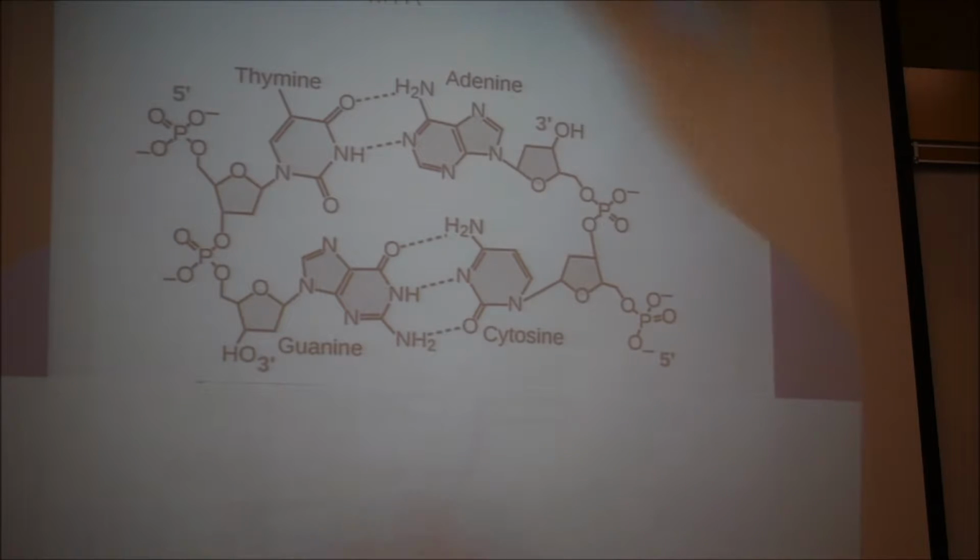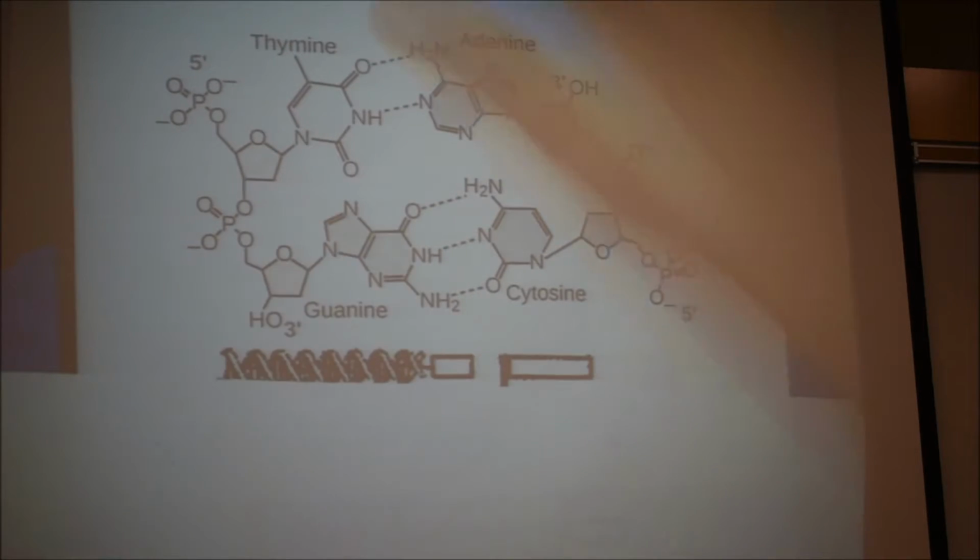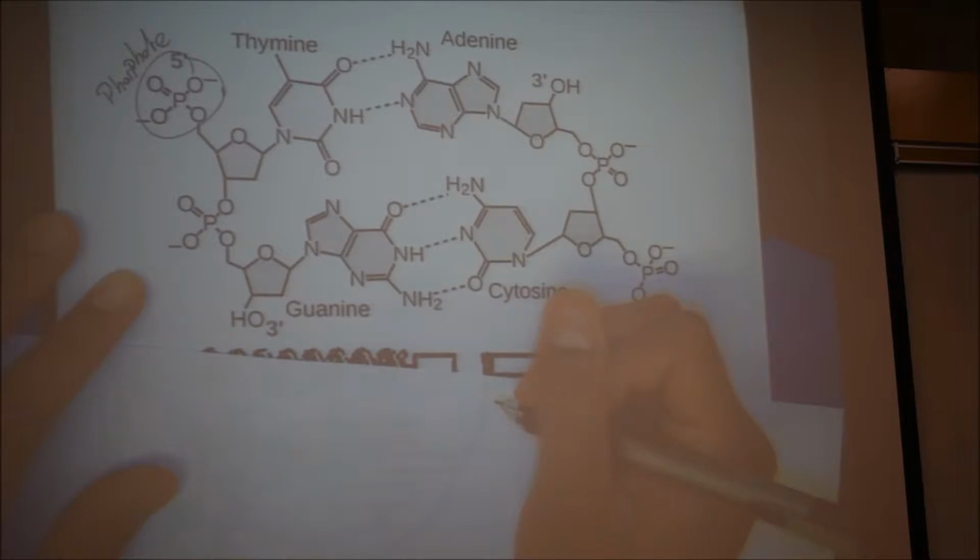So right here, these are nucleotides, right? So you can see right here, here's the phosphate, right? So here's your phosphate. This right here is your deoxyribose.